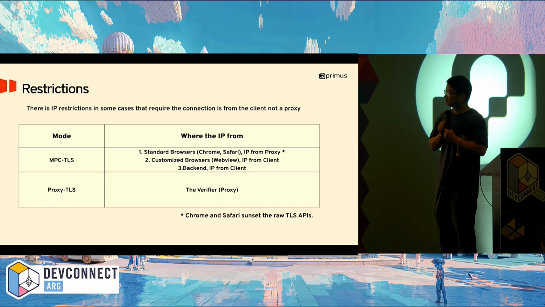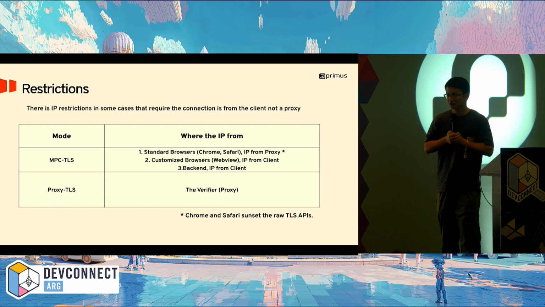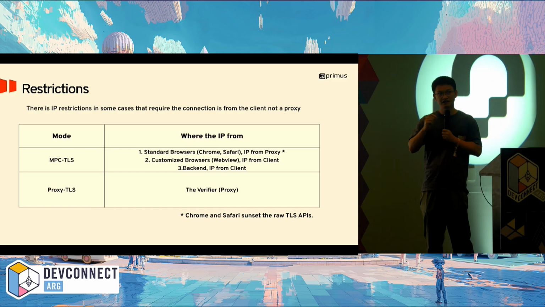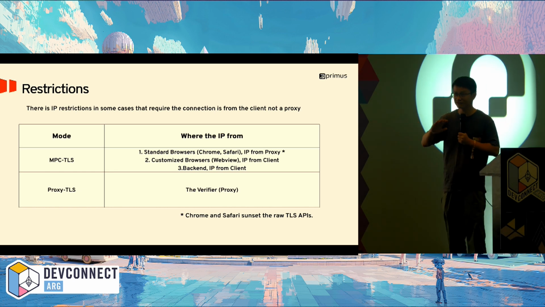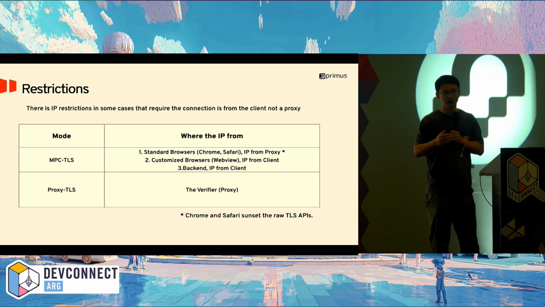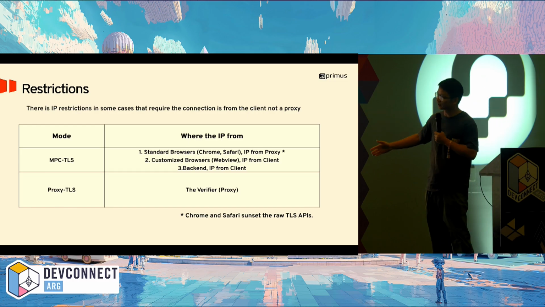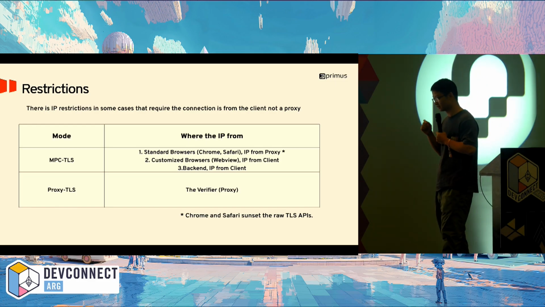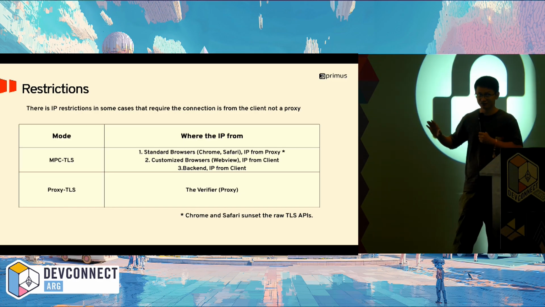And for MPC, it depends on the form of your product. If you are running a Chrome extension, the IP is still from a proxy. The reason is that standard Chrome or Safari doesn't expose the raw TLS API, so you have to use a proxy to initiate the TLS session. So be careful about that. But if you are running a customized browser, or you run it in the backend, it's okay because the IP is actually from the client. These are restrictions we got from our customers. So when you deploy your products with zkTLS, be careful of these IP restrictions, which is very important.